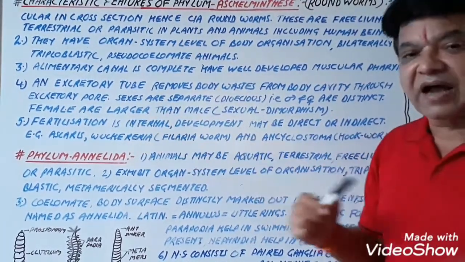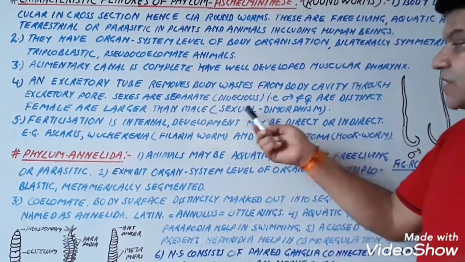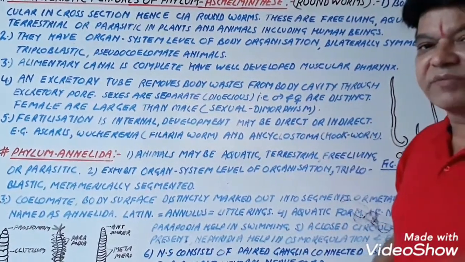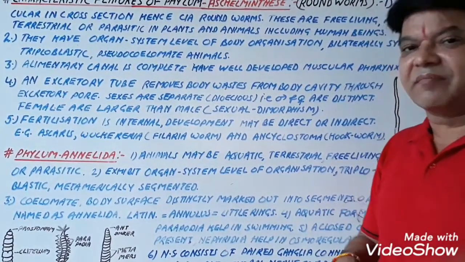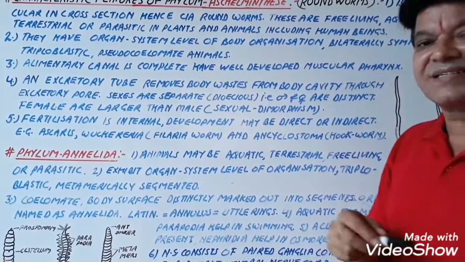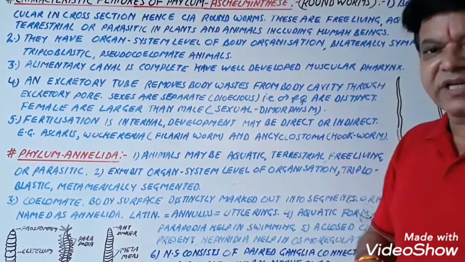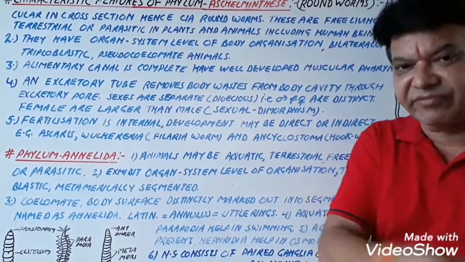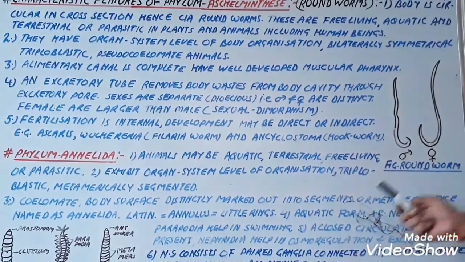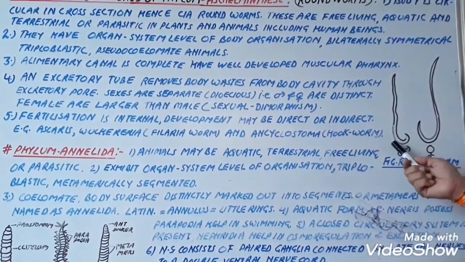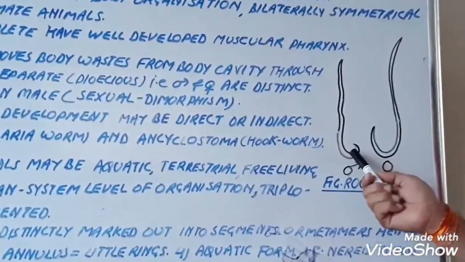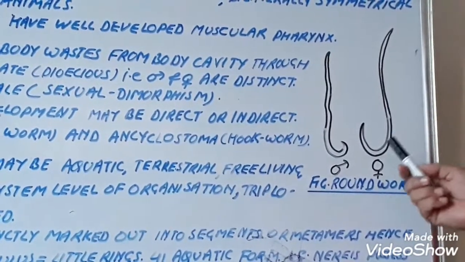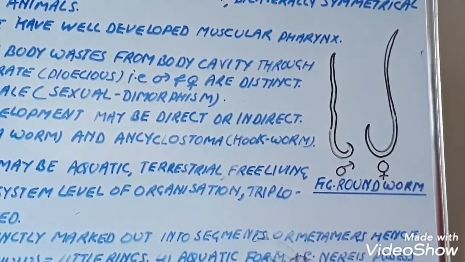Here the female is larger than the male. This phenomenon is known as sexual dimorphism. This is a very important term. Sexual dimorphism means the sexes can be differentiated morphologically, by observing the external features. We can differentiate this is the female and this is the male, because the body of the male is smaller and curved at the lower surface, while in the female the body is long. So this is the phenomenon of sexual dimorphism.